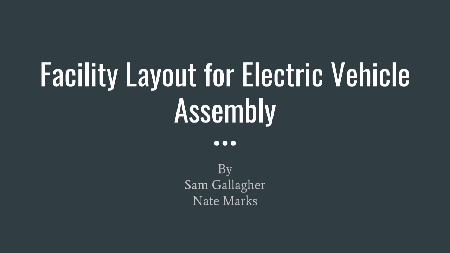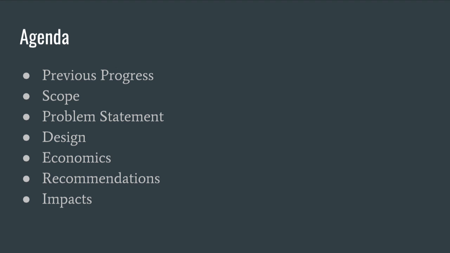We are doing the facility layout for an electric vehicle assembly line. In our video today, we will discuss the following agenda. We will let you know about our previous progress in 481, define our new scope, our problem statement, the design we followed, some economic decisions that were made, our recommendations to our client, and finally some possible impacts our project may bring.